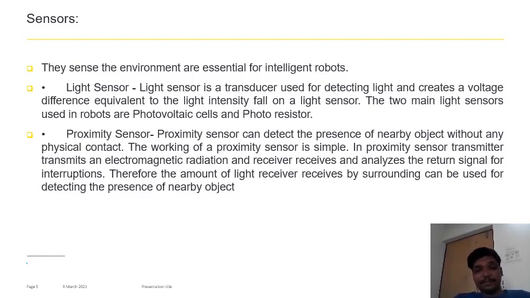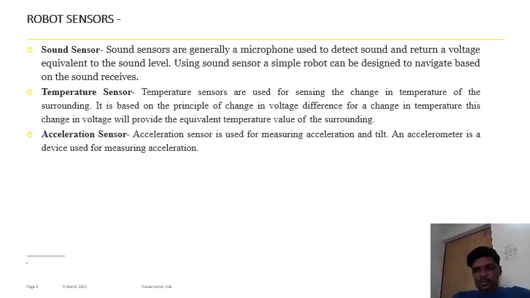Then there is the proximity sensor. It can detect the presence of a nearby object without any physical contact, so it is a non-contact type of sensor. The working of a proximity sensor is simple. The sensor transmitter transmits electromagnetic radiation, and the receiver receives and analyzes the return signal for interruptions. Therefore, the amount of light the receiver receives from the surroundings can be used for detecting the presence of nearby objects. They work on this principle and are used in robots for the better working of the robot installed in your factory.